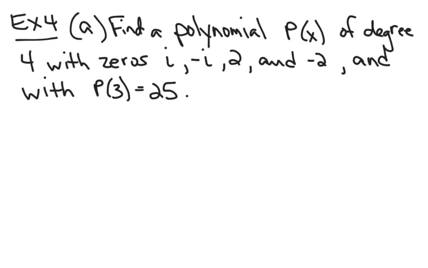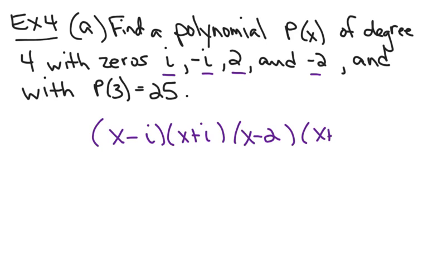Now let's go and find a polynomial equation if I know the zeros. I'm going to find a polynomial, p of x, of degree 4 with zeros i, negative i, 2, and negative 2. And I'm going to tell you that p of 3 equals 25. The p of 3 equaling 25, we'll come back to that in a little while. For right now, I want to focus on the fact that there were 4 zeros, and I want to write a fourth degree polynomial. So the first thing I'm going to do is take those zeros and write them in factored form. In factored form, they are x minus i, x plus i, x minus 2, and x plus 2.